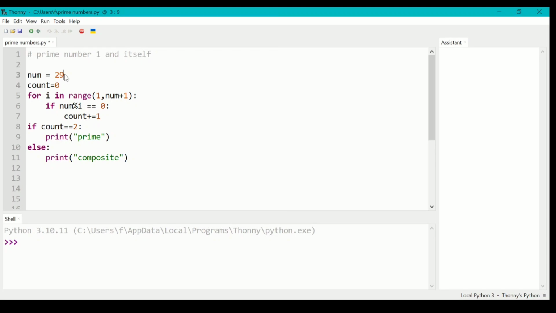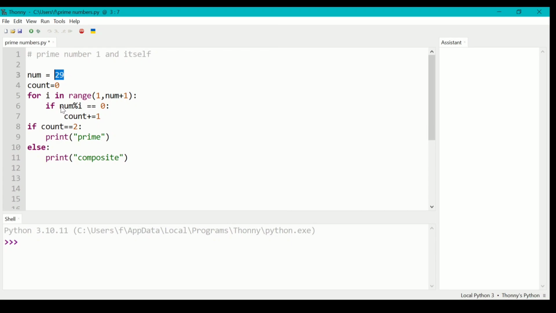Now I assigned the number 29 to the num variable and initially made count 0. Why? Because I will divide this 29 by numbers in the range of 1 to 29 and check how many factors it has. It means with how many numbers it is divisible and leaves remainder 0. If it is divisible by a number and leaves remainder 0, then that number can be considered a factor of this 29. I hope you understand.